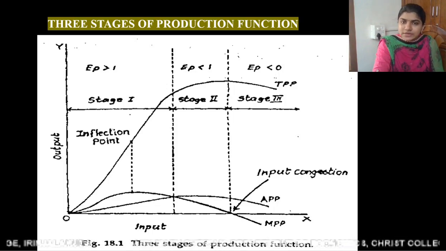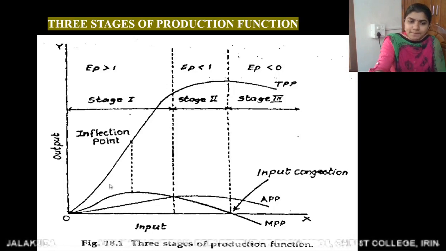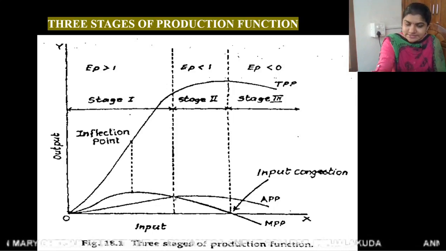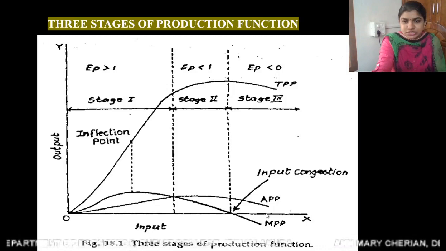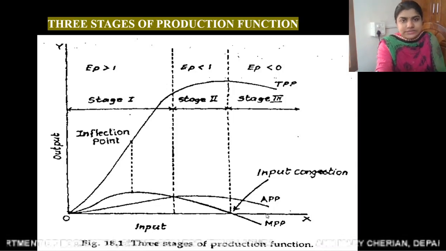Now let us move on to the relationship between APP and MPP. When MPP is above APP, APP is increasing. When MPP and APP are equal, APP is at its maximum. And when MPP is below APP, APP declines. So this is the relationship between MPP and APP.